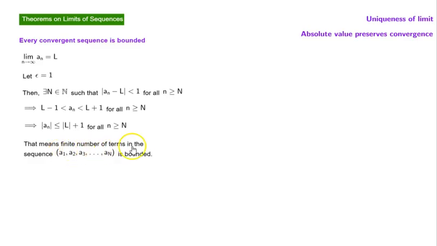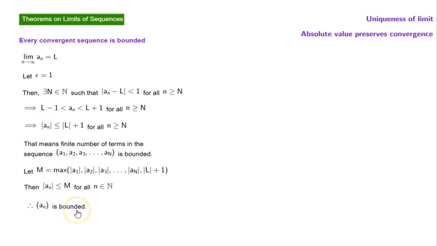That means the finite number of terms in the sequence a1 to a sub capital N is bounded, and let M be the largest of these terms, which includes the absolute value of L plus 1. Then the magnitude of a sub n is less than or equal to M for all n in the set of natural numbers, which means the sequence a sub n is bounded. So that was: every convergent sequence is bounded.